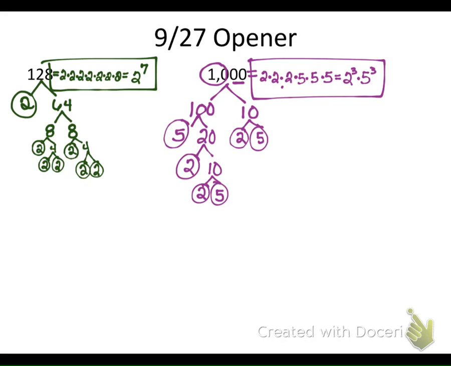Nice job. Now, if you want to see if you have all the right prime factors, take your calculator and take 2 times 2 times 2 times 5 times 5 times 5, and you should end up with 1,000. Any questions? This is where we're going to stop on the opener today. The backside goes with the notes that we're going to take tomorrow.